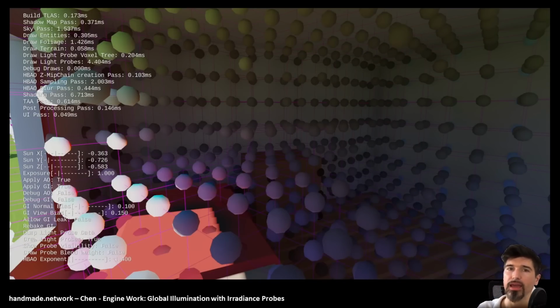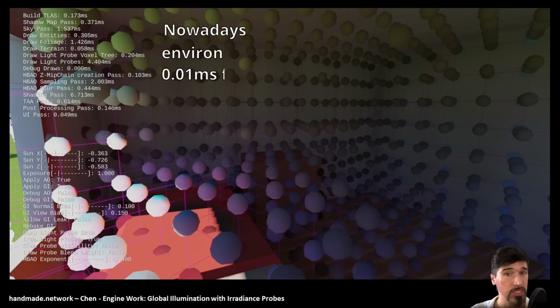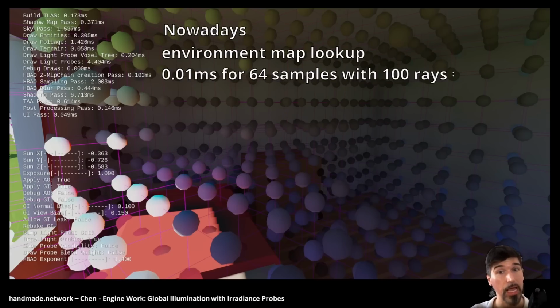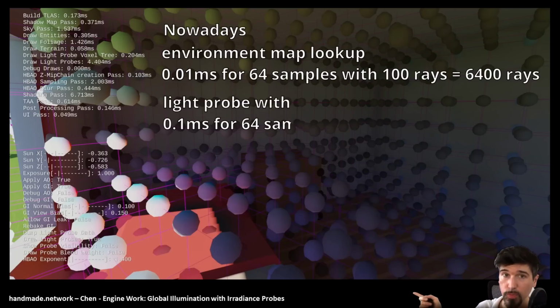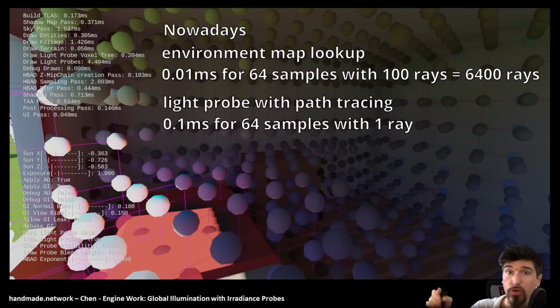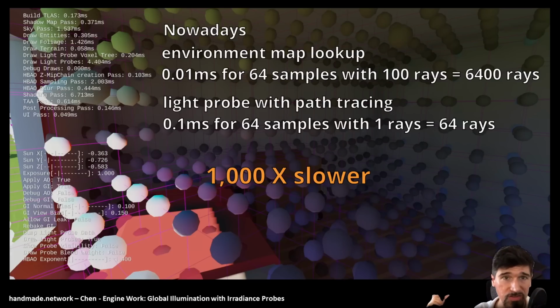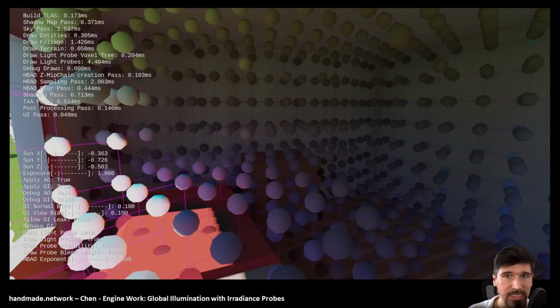For example, if an environment map lookup takes 0.01 milliseconds for 64 samples and 100 rays per each sample, using path tracing can take up to 0.1 milliseconds on the GPU for just 64 sample rays, so almost 1,000 times slower. And back in 2005, it was even worse. Full radiance sampling could easily take seconds per probe, which made real-time updates completely impractical.